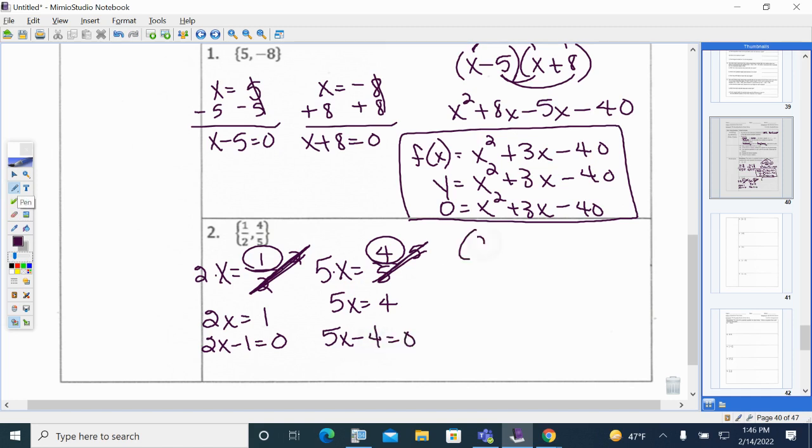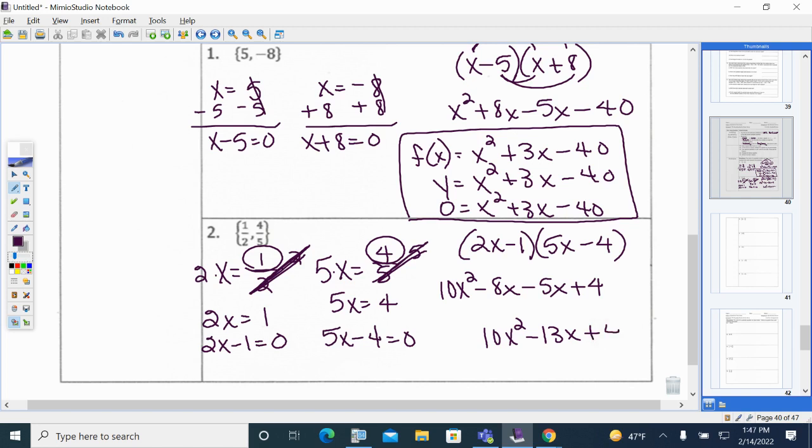Now that you have your two factors, you're going to take the 2x minus 1 times the 5x minus 4, foiling those out. 2x times 5x is 10x squared. 2x times negative 4 is negative 8x. Negative 1 times 5x is negative 5x. Negative 1 times negative 4 is a positive 4. Combine your like terms. Negative 8x minus 5x is negative 13x. And I'm going to put an f of x out front. And there's my function notation.